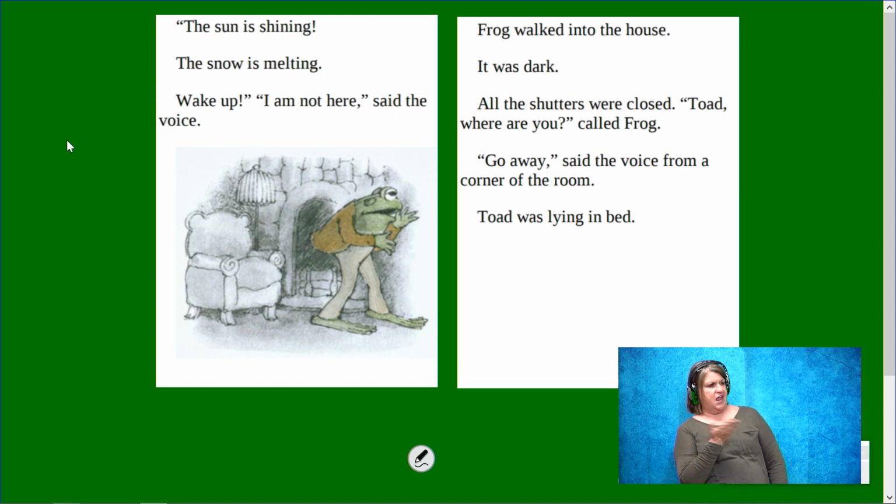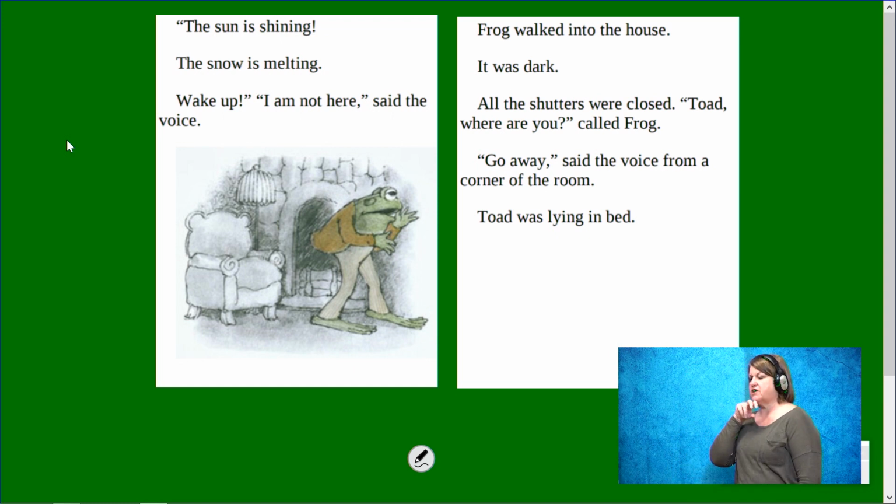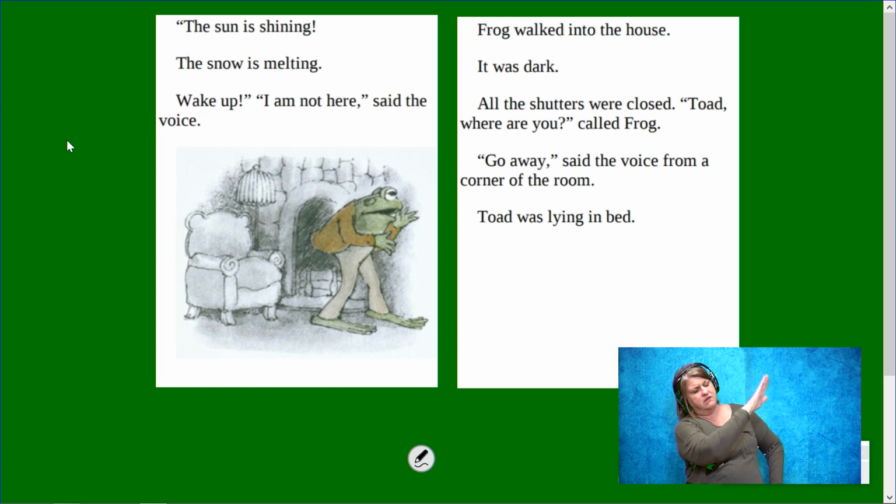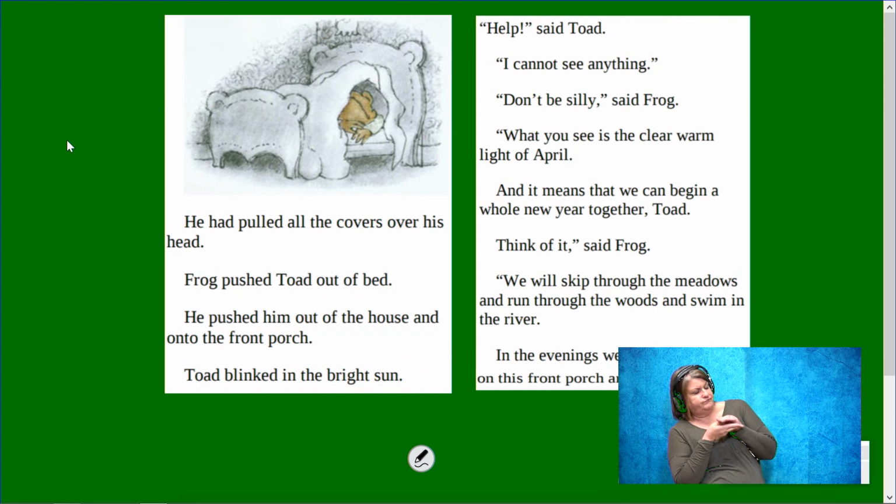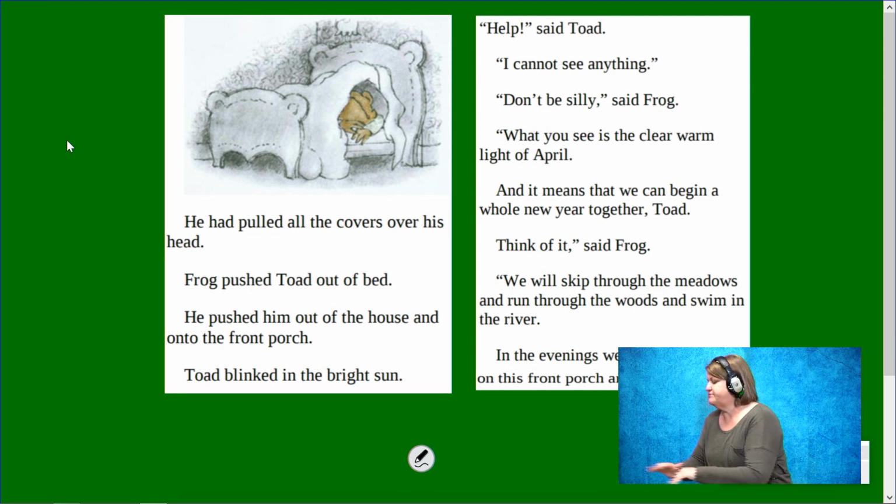Frog walked into the house. It was dark. All the shutters were closed. "Toad, where are you?" called Frog. "Go away," said the voice from a corner of the room. Toad was lying in bed. He had pulled all the covers over his head. Frog pushed Toad out of bed. He pushed him out of the house and onto the front porch.